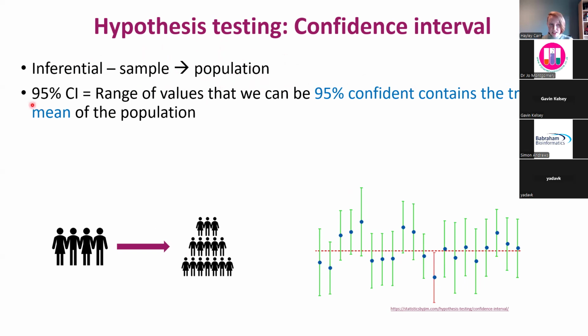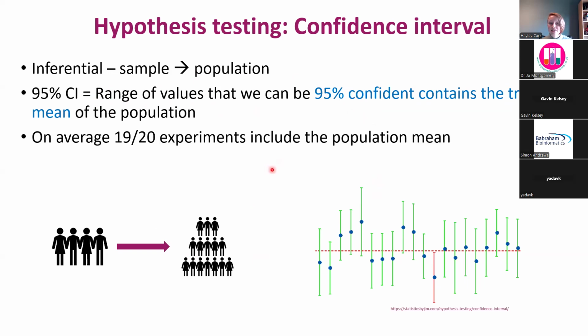Usually in hypothesis testing, we use 95% confidence intervals. This is because we set our alpha at 5% or 0.05, as we all know. And basically what our 95% confidence interval contains is a range of values that we can be 95% confident contains the true mean of our population. Another way of thinking about this is that on average, 19 out of 20 of our experiments will include the population mean, which is shown down here.